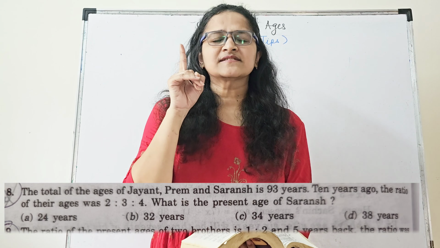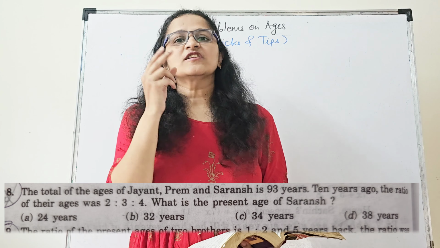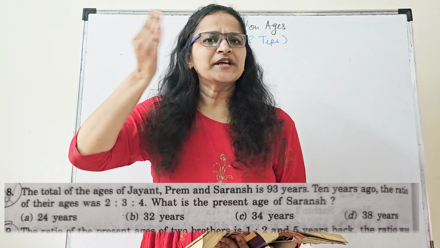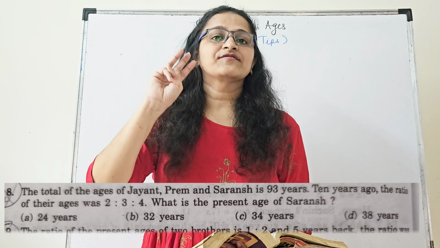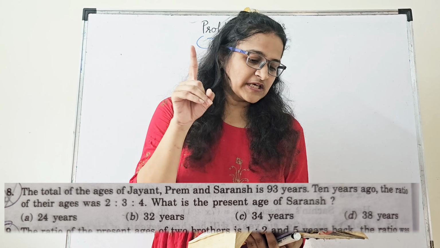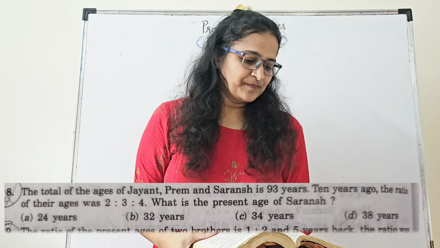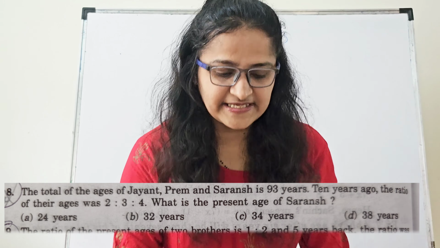See, this is again something different and yet interesting, right? Till now we saw just two persons, right? Forming two variables. Here there are three persons. Okay, let's start it. The total of the ages of those three persons is 93 and 10 years ago their ratio is given to you and you have to find out someone's present age.